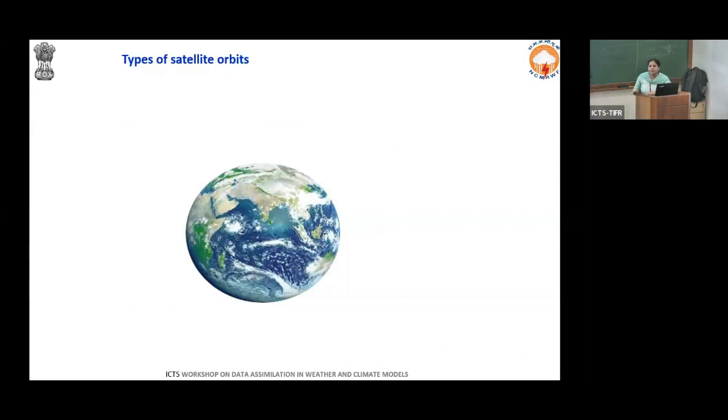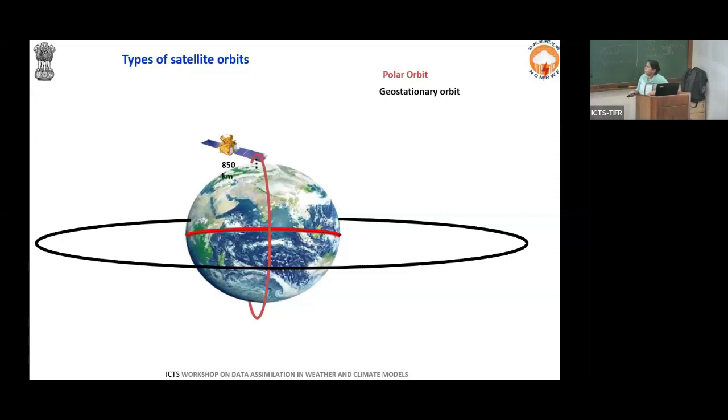You may know the different types of orbits we use in data assimilation. We have the polar orbit and the geostationary orbit. The polar orbit is usually at around 850 kilometers height from the Earth's surface, and the geostationary is at 36,000 kilometers. And we have the inclined orbit. For the polar orbit the inclination is around 90 degrees, but for the inclined orbit, the inclination angle with respect to the equator is not 90 degrees, so we can change that.